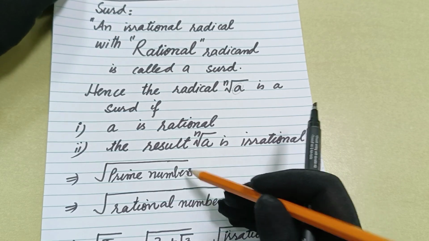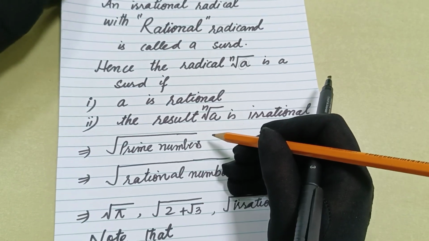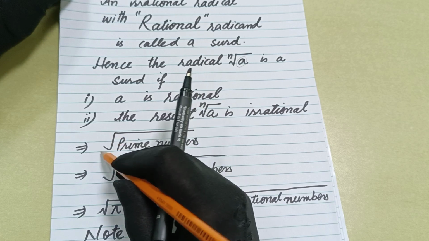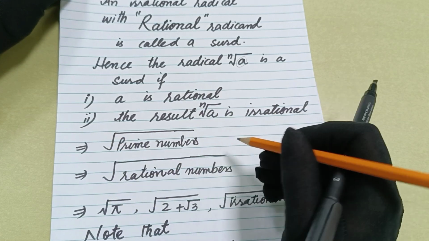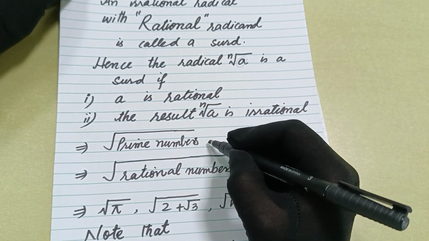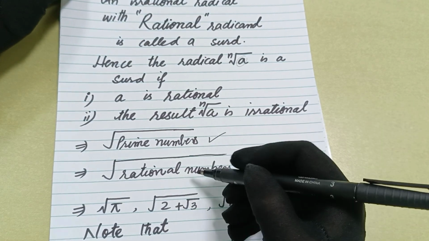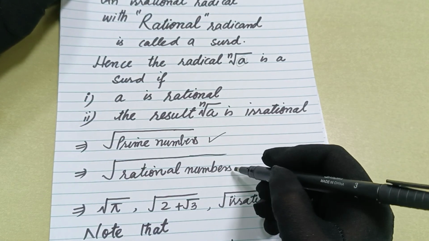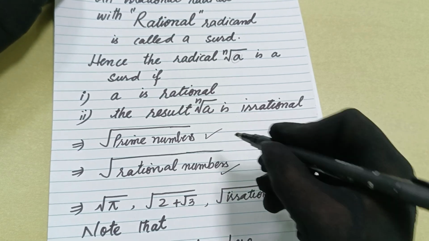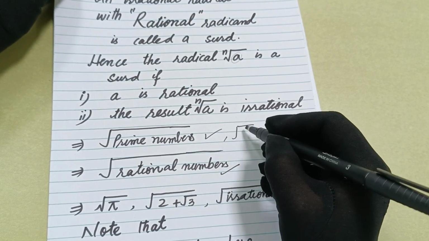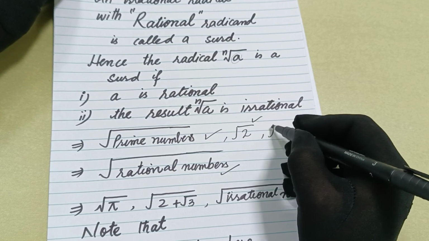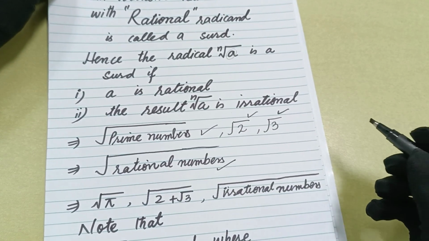Okay, so in this case if you observe, in the square root any prime number will be a surd because all the prime numbers are rational numbers. In the square root all the rational numbers are definitely surds. For example, this is a surd. I can take one more example, this is a surd.